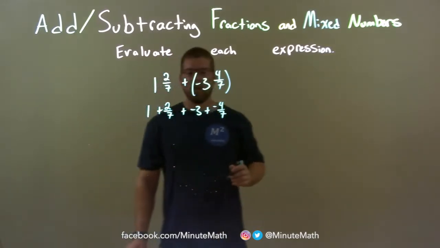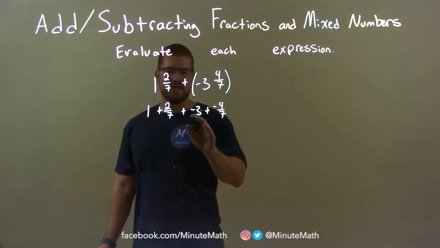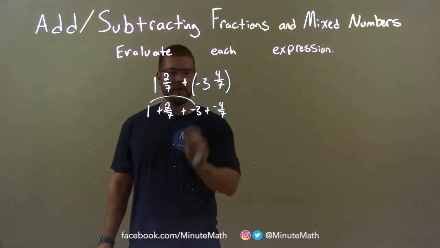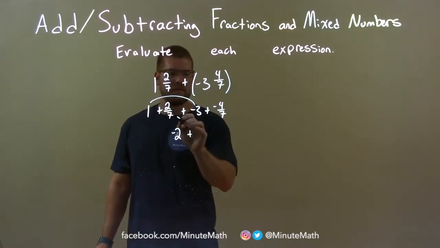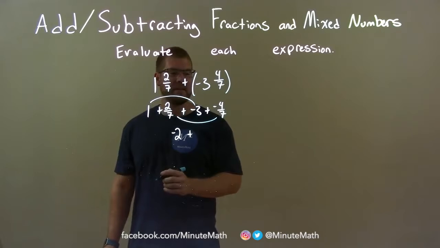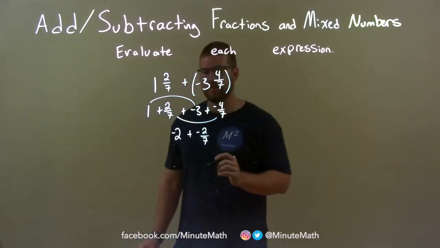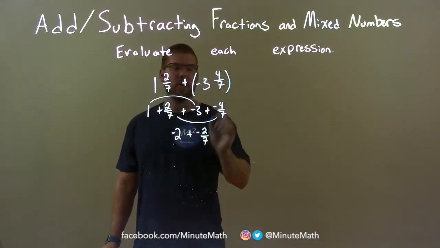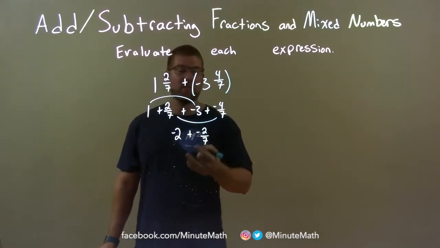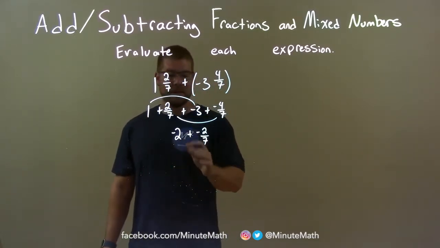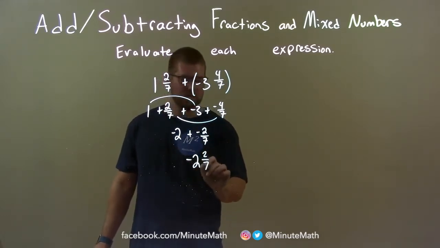Now what I'm going to do is add the whole numbers as well as the proper fractions. So 1 and negative 3 is a negative 2. Plus here, 2/7 and negative 4/7 is negative 2/7. When we add these two together, the denominator is the same, so we just worry about the numerator. So we have negative 2 plus a negative 2/7. Since they're both negative, that makes it easier. So our final answer, we just combine them together, is a negative 2 and 2/7.